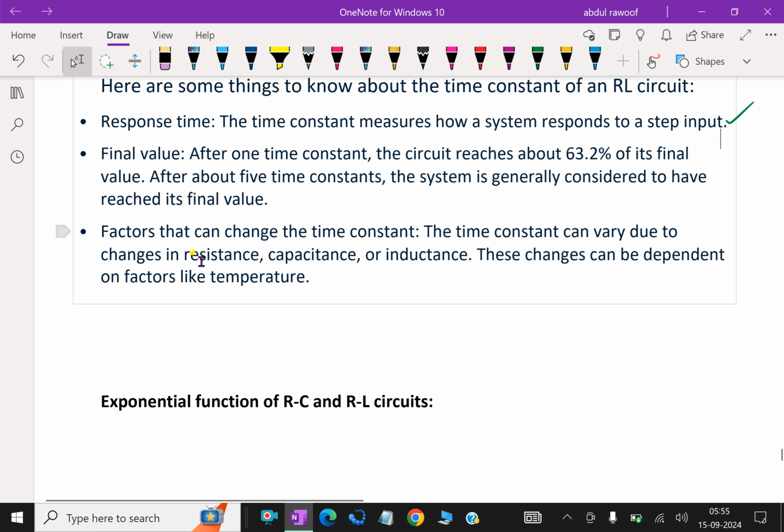Next, factors that can change the time constant. What are the factors affecting the time constant? The time constant can vary due to changes in resistance, capacitance, or inductance. These changes can depend on factors like temperature. Next, we discuss the exponential function of RC and RL circuits.